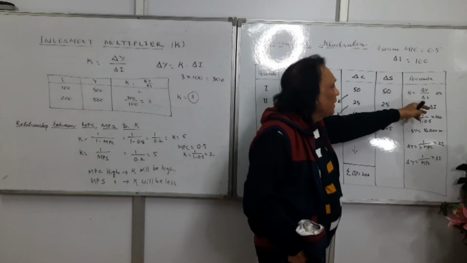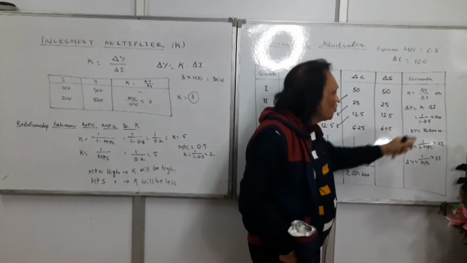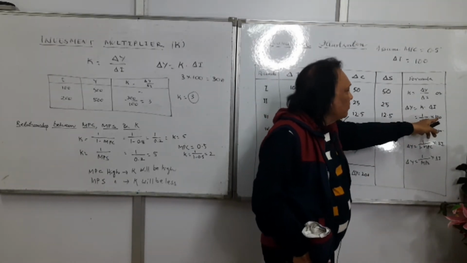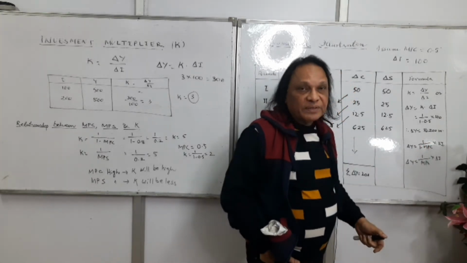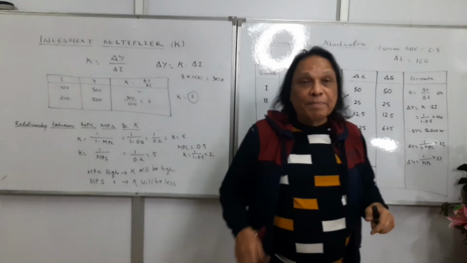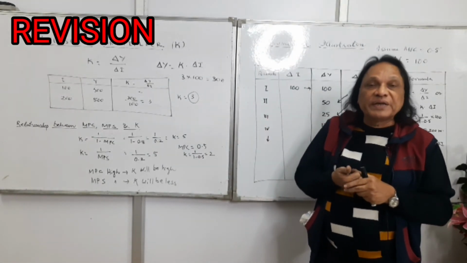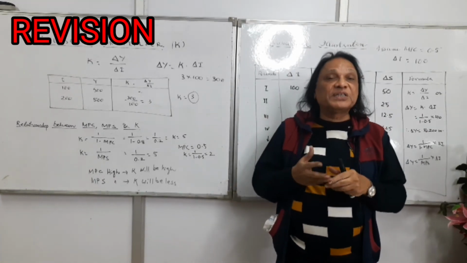K is equal to delta Y upon delta I, or delta Y is K times delta I. So 1 upon K is 1 upon 0.5 into 100, that is 200 crores. So we got it. I repeat once again, in points it becomes easier. This is a very, very important concept in Keynesian economics, from board's point of view, from any exam point of view.